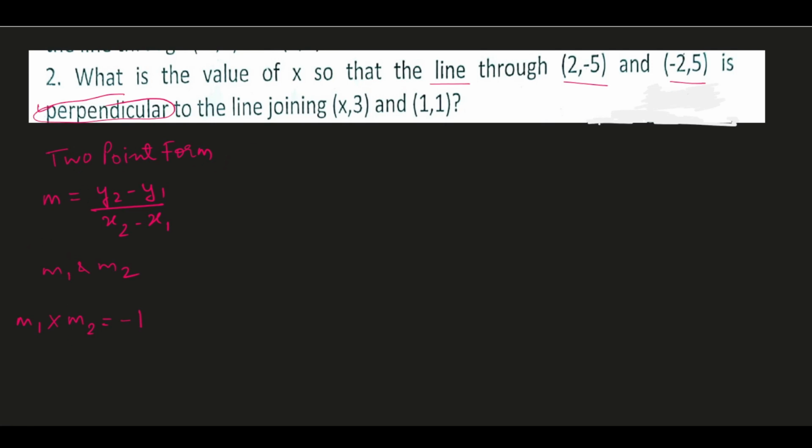Now let's solve the question. First set of points for first line is 2 comma minus 5 and minus 2 comma 5. Let's calculate M1. M1 is equal to y2 minus y1, means this 5 is y2, y1 is minus 5, divided by x2 is minus 2, this one is x2, and x1 is this 2. 5 minus of minus 5 is 5 plus 5, divided by minus 2 minus 2 will be minus 4.